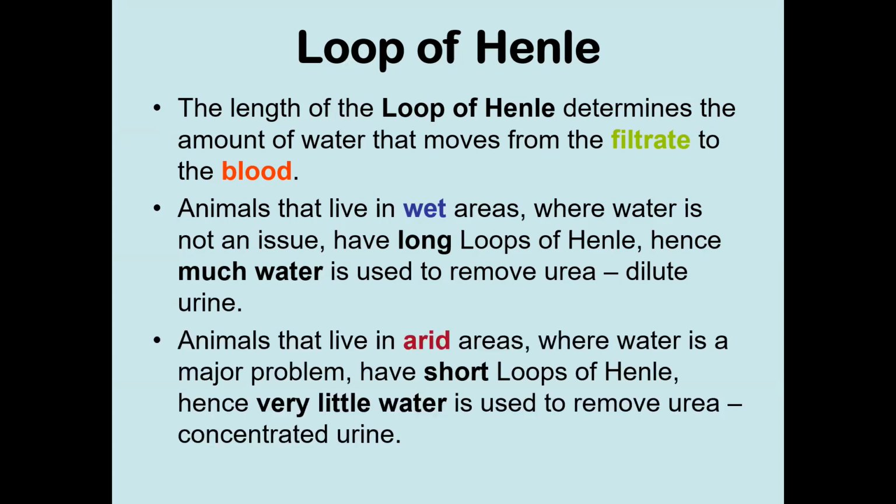On the other hand, animals that live in arid areas where water is a major problem have very short loops of Henle. And because they're so short, they lose very, very little water to remove the urea. So they end up with concentrated urine.